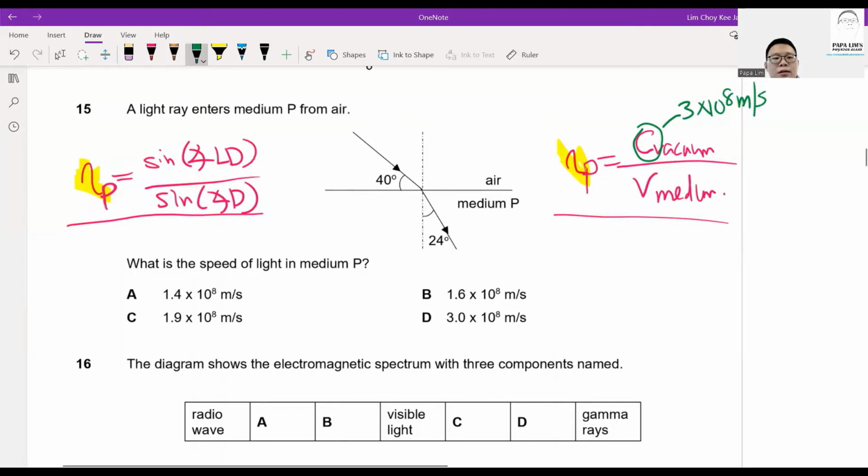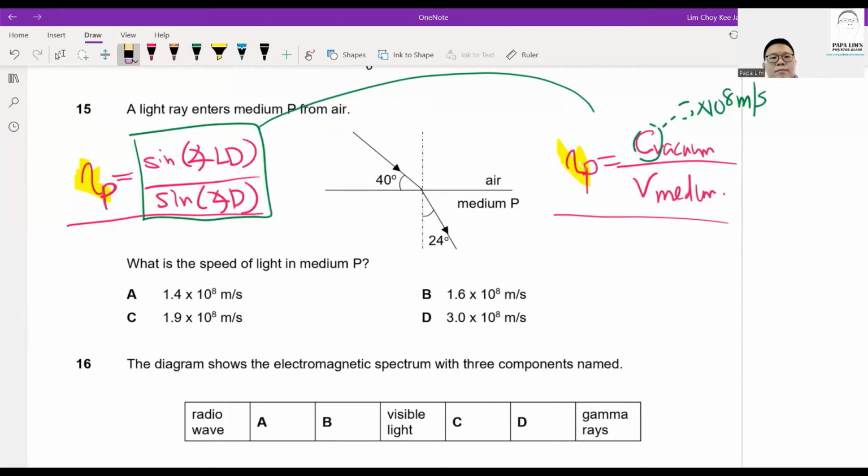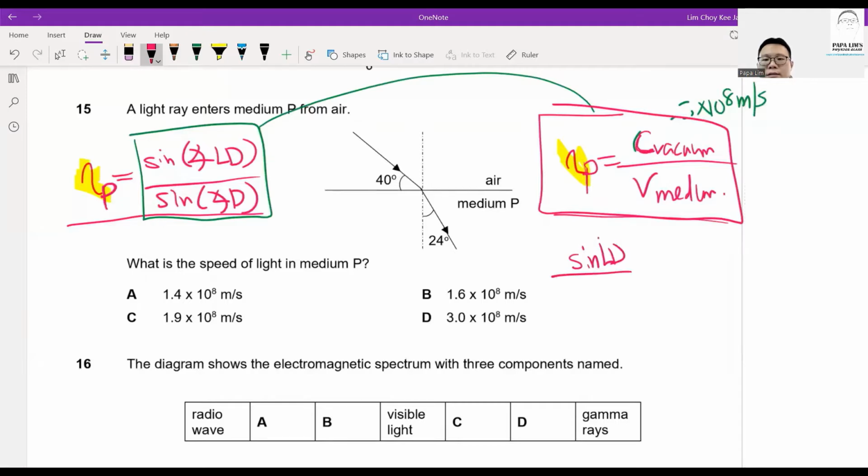So I can safely say that sine of the less dense over the dense is equal to the speed of light divided by the speed in the medium. So if you put the equation together, it will look something like this: sine less dense over sine dense equals speed in vacuum divided by speed in the medium. So this is the formula that you have when you combine these two formulas together. After that, you just substitute the values inside.